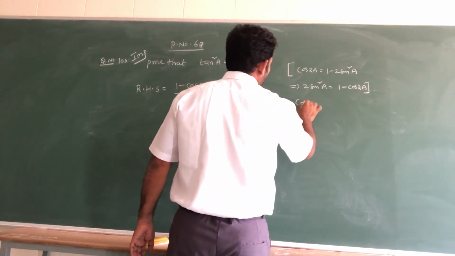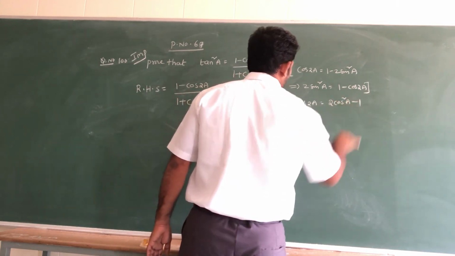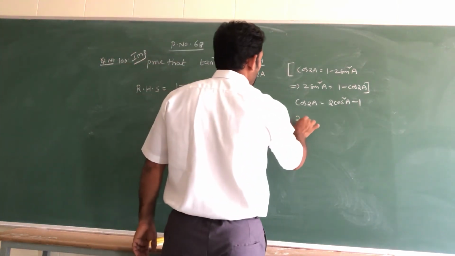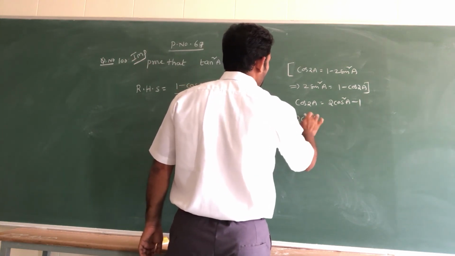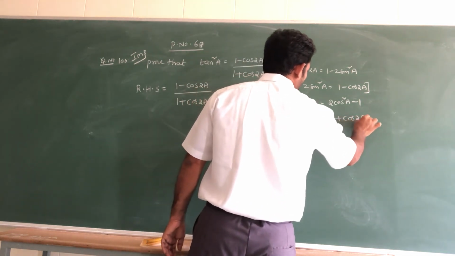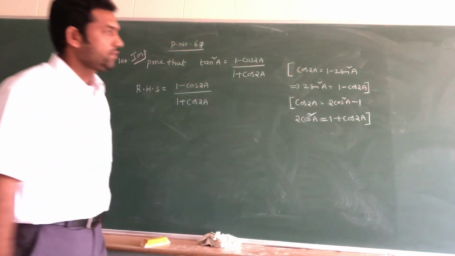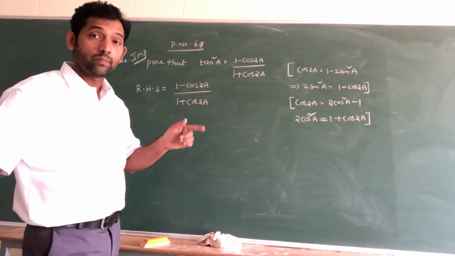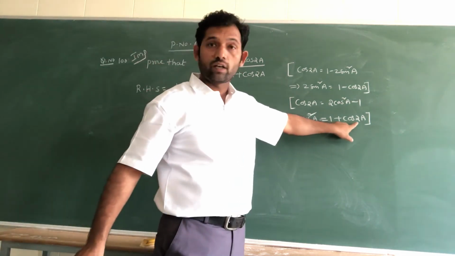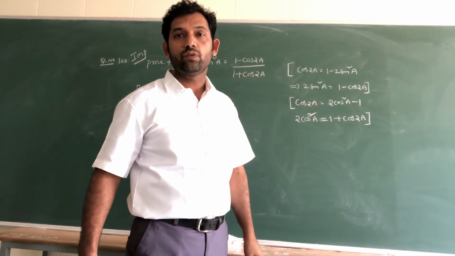And cos 2A equals another formula, 2 cos square A minus 1. Here also, 2 cos square A is equal to 1 plus cos 2A. From that result we are getting the 1 plus cos 2A value.